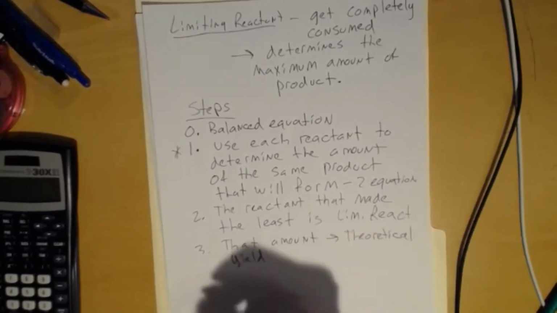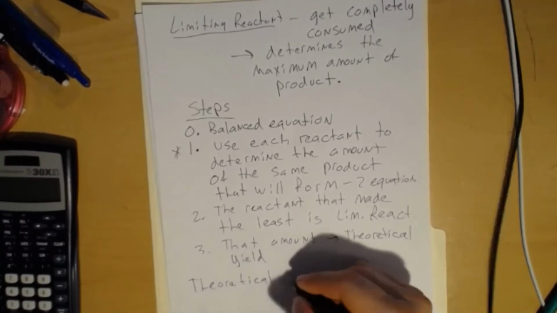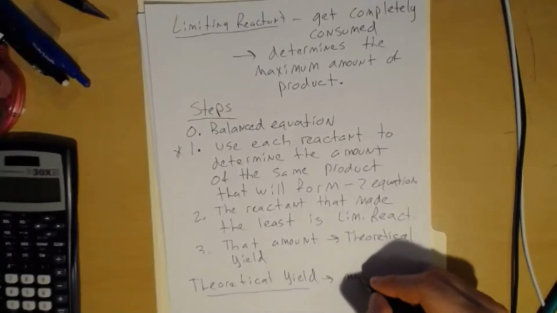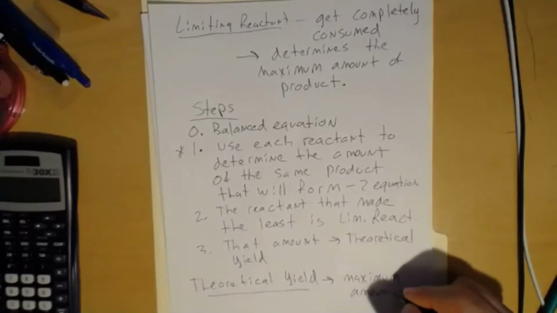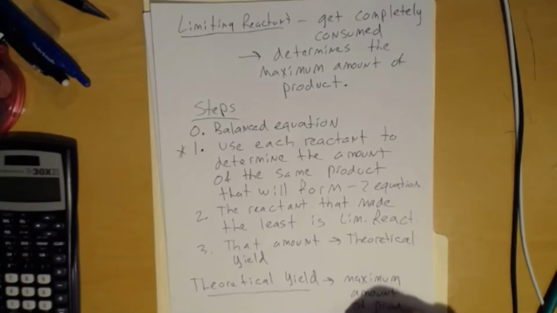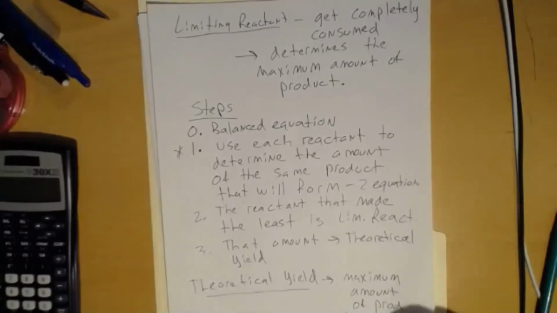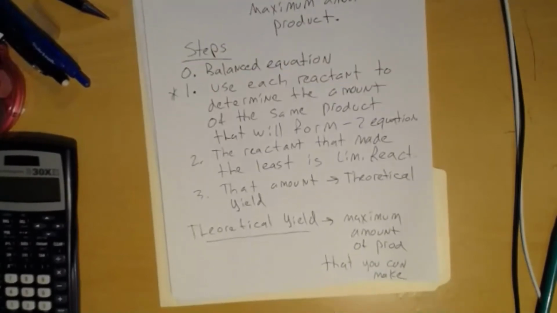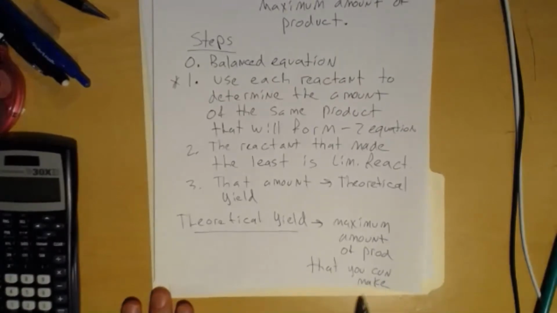And so we should also mention the theoretical yield. The theoretical yield is the maximum amount of product that you can make. Okay, I'll put that over there. Okay, so theoretical yield is the maximum amount of product that you can make.